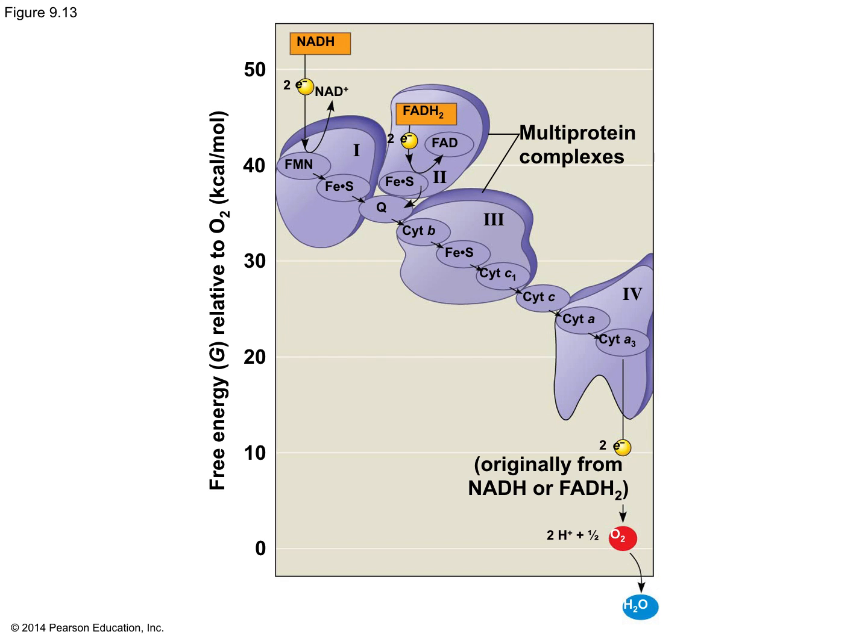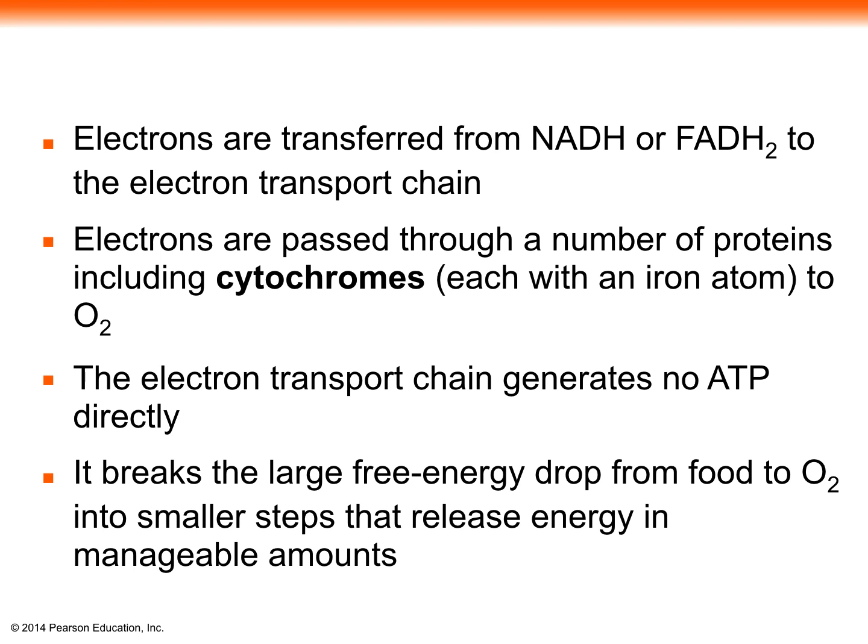All these sets of purple blobs that you see here are actually multi-protein complexes. This is the electron transport chain. And we're going to see how this is similar to photosynthesis, and exactly what occurs at each of these steps.